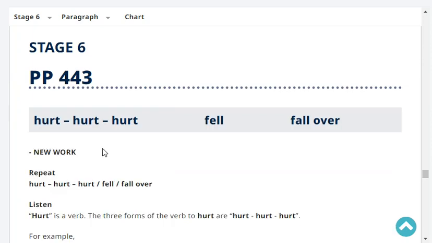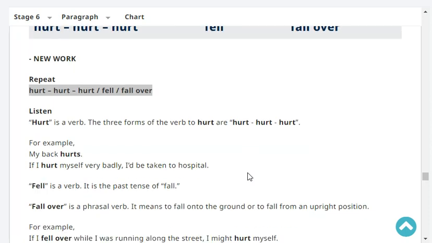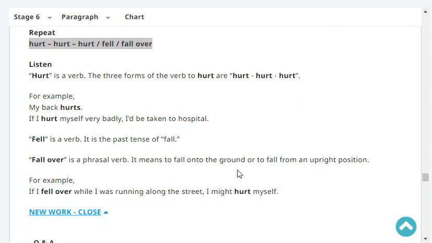Next, repeat. Hurt, hurt, hurt. Fell, fall over. Very good. Okay, listen. The word hurt is a verb. The three forms of the verb to hurt are hurt, hurt, hurt. For example, my back hurts. If I hurt myself very badly, I'd be taken to hospital.